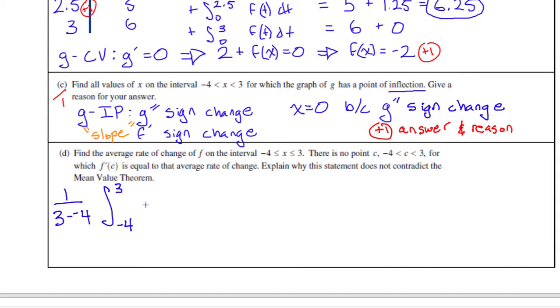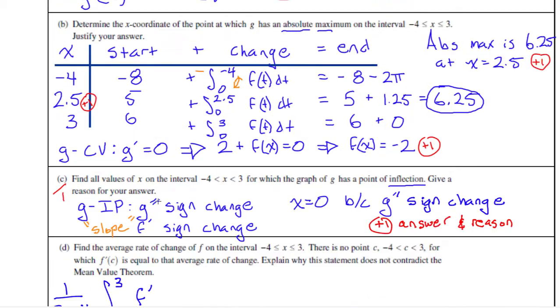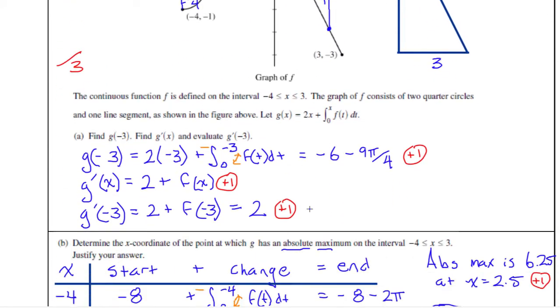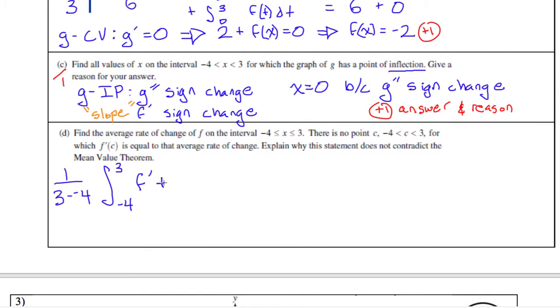F double prime of c? So remember, the average of f prime of c is just f prime of c. Average is whatever you're talking about. So if I'm talking about f prime of c, it's f prime in terms of t, right? F is in terms of t, so it's f prime of t. Shouldn't it be c because that's what's giving it? This is more talking about the mean value theorem. So it doesn't matter what we plug in.